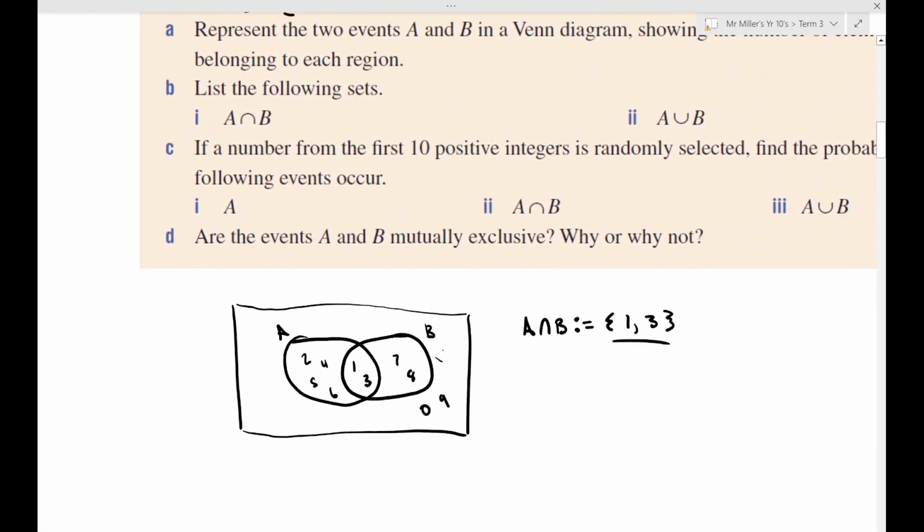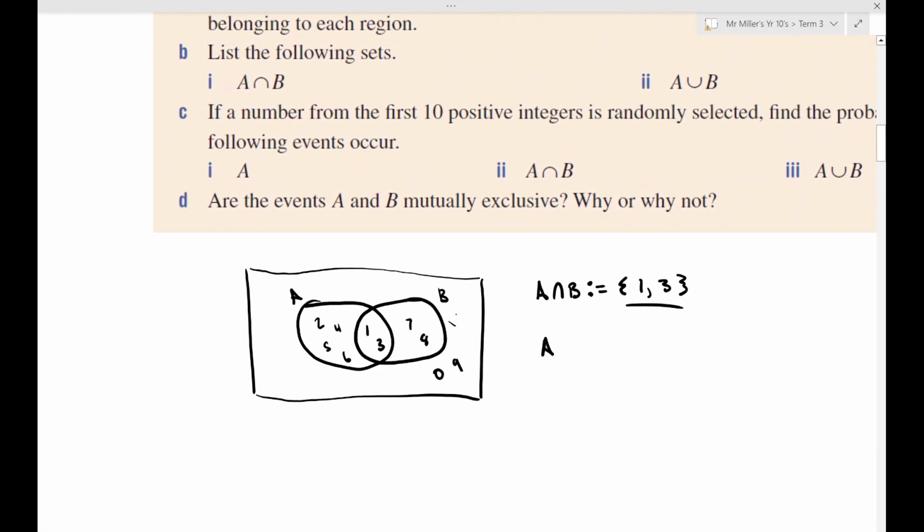Okay, next one, A union B. So this is what is A or B. The list of numbers that are A or B was every integer from 0 to 9, except for 0 and 9. Or every other integer except for 0 and 9 is going to exist in either A or B. So our set will be 1, 2, 3, 4, 5, 6, 7, 8.